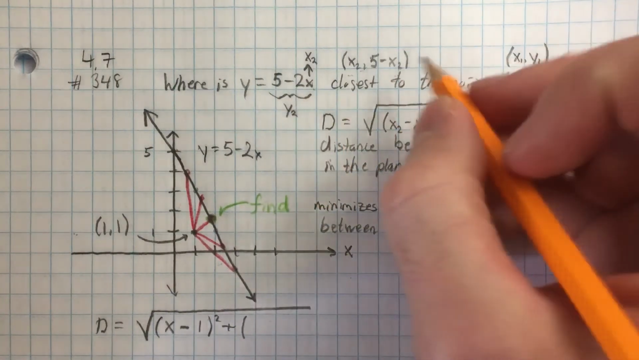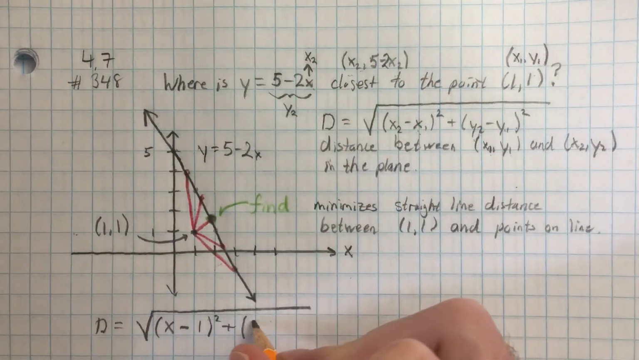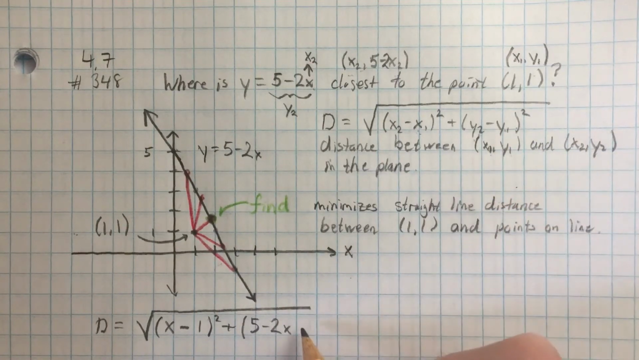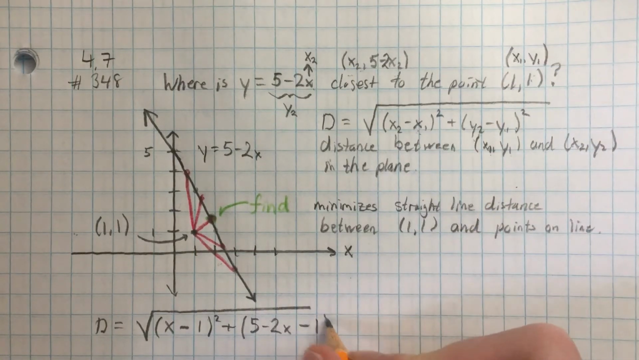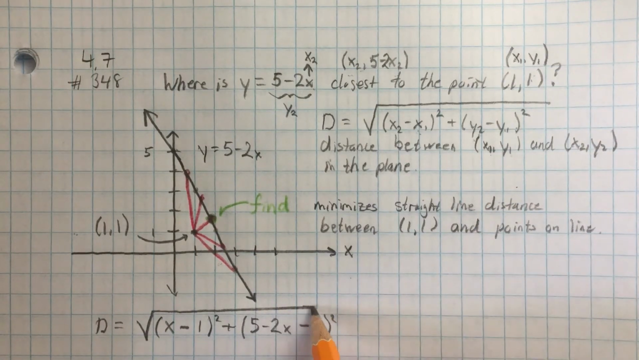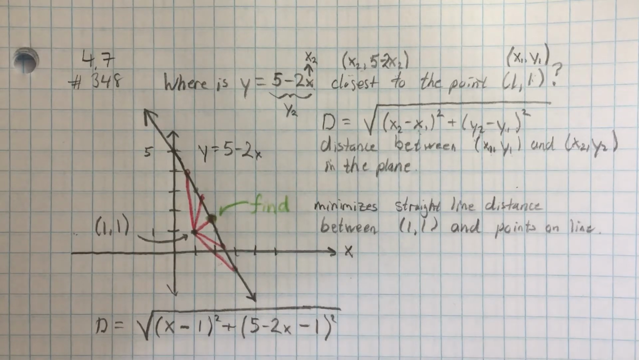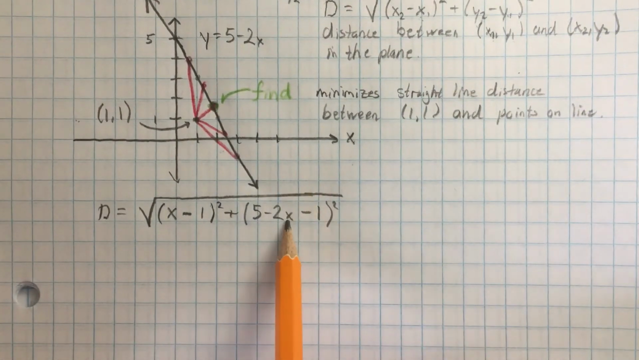It's 5 minus, oops, sorry, there should be a 2 there. 5 minus 2x. 5 minus 2x for y2, minus y1, minus 1, quantity squared. All right, so there's our distance function, all in terms of just x. If we minimize this function, we should be able to find out what x value makes this the smallest.